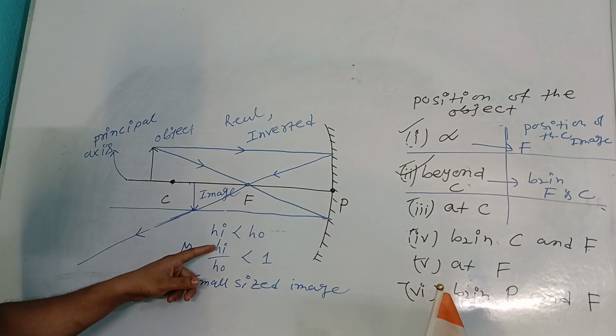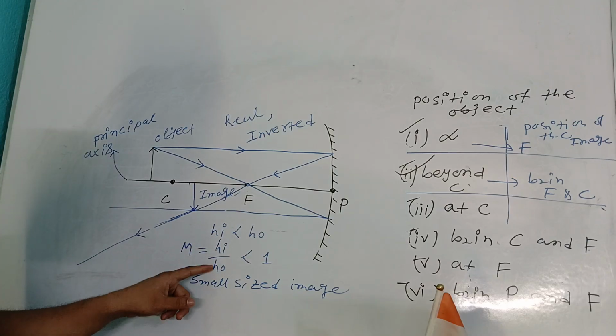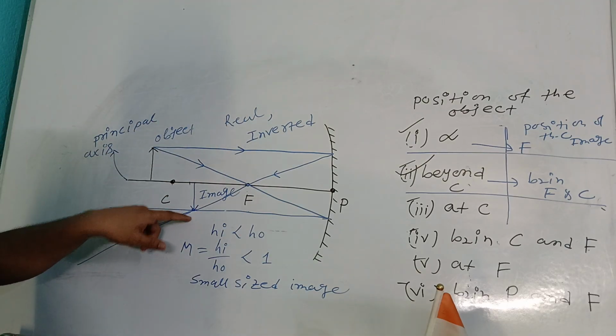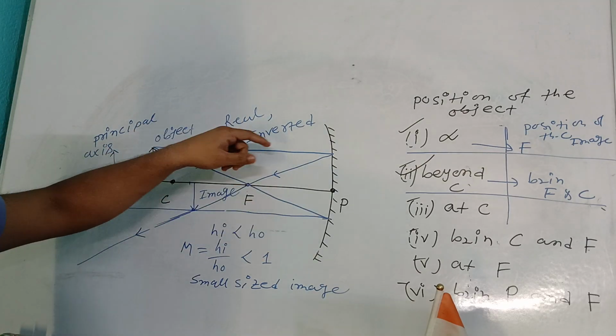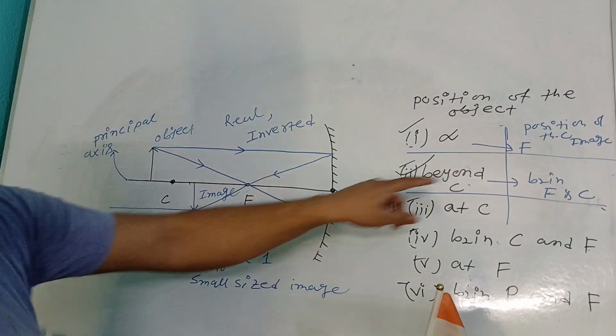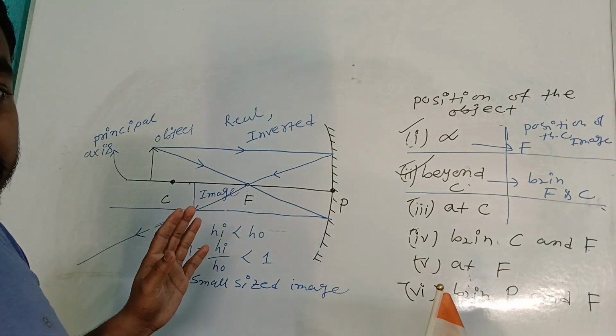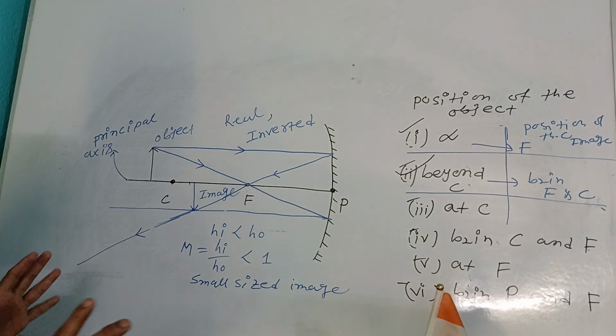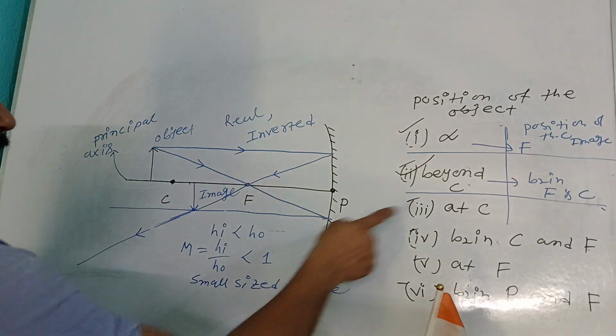So we are getting magnification hi by ho less than 1. So small sized. It is real, they are really intersecting, the real image is inverted, and the position of the image is between F and C. Is it clear? Do it fast. Draw the diagram. Done? Next one, third one, at C.